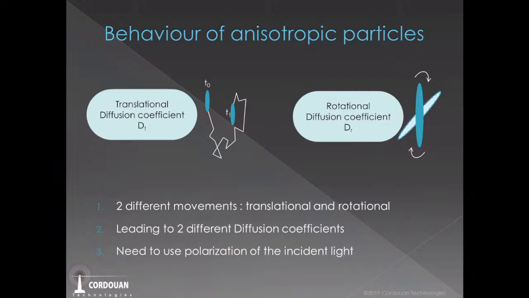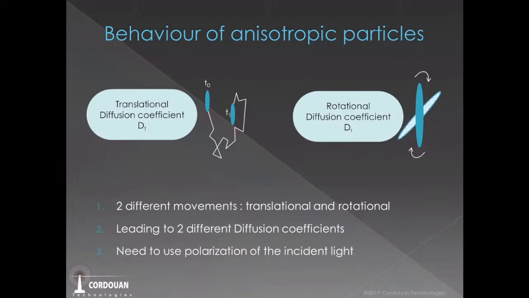So let's consider the Brownian motion of an anisotropic nanoparticle. Okay, so here you have an anisotropic nanoparticle. In fact, like my pen here, we can split the movement into two movements, even a little bit more, but let's say two movements. First one, your particle, like my pen, is going to move in a Brownian motion, but without any rotation. This is what we call the translational diffusion coefficient.